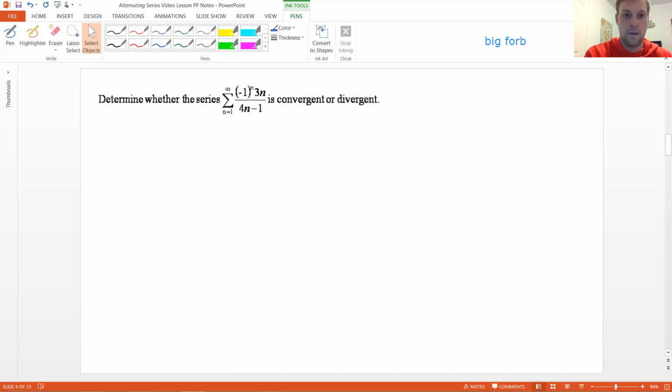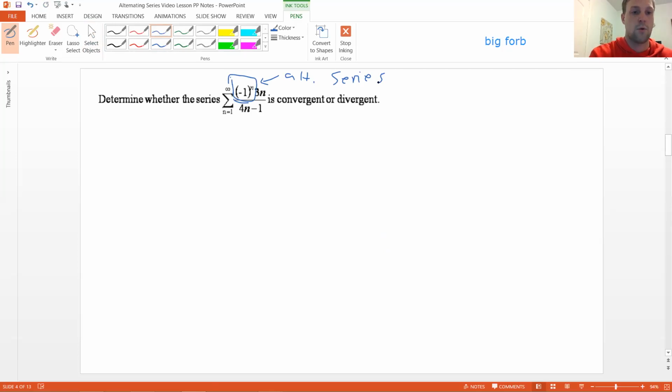But the idea was to recognize, oh, okay, I see this piece of it right here, (-1)^n. You see that instantly right off the bat, you're thinking, okay, that is an alternating series. And if it's an alternating series, we have two criteria that we need to show to figure out if it's convergent or divergent.